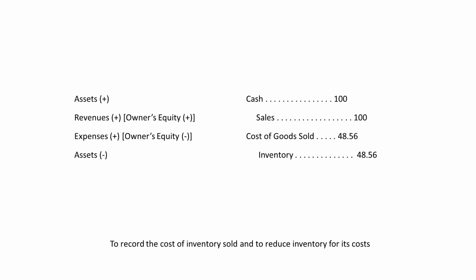Looking at the transaction from another perspective, you can see that the asset account cash was increased by 100. Johnny's revenues increased by 100. An increase in revenue is an increase to owner's equity. The inventory that was used in the sale of the lemonade decreased the asset inventory. The cost of the goods Johnny sold is an expense which decreases owner's equity.